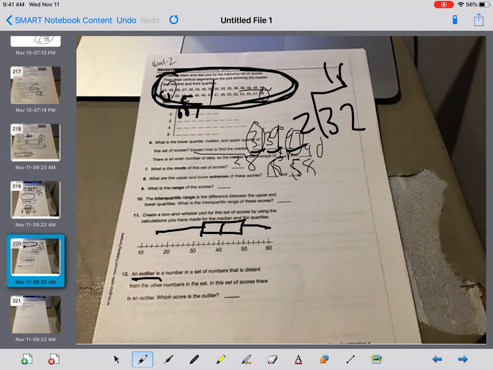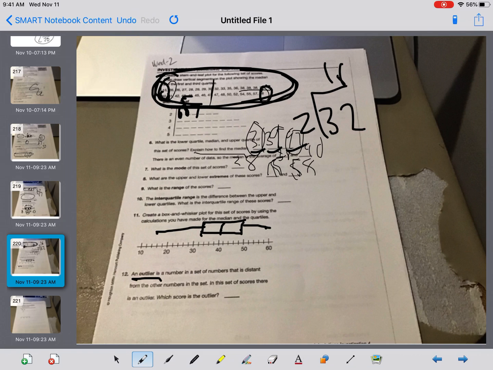Number 12 is another definition. An outlier is a number in a set of numbers that is distant from the other numbers in the set. In this set of scores, there is an outlier. What is the score? Guys, the outlier is either going to be the first or last score for you.